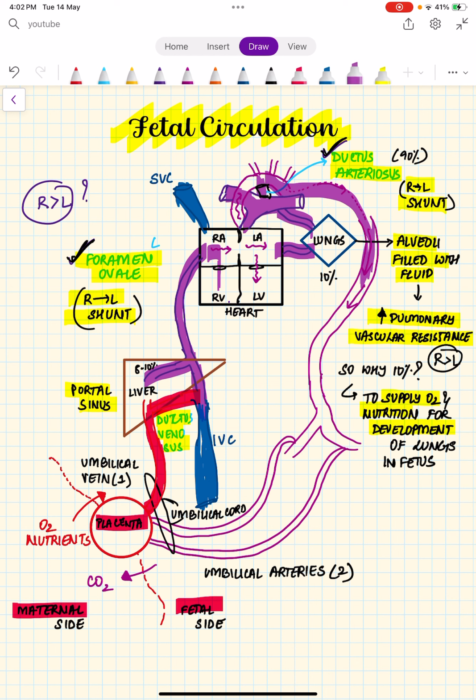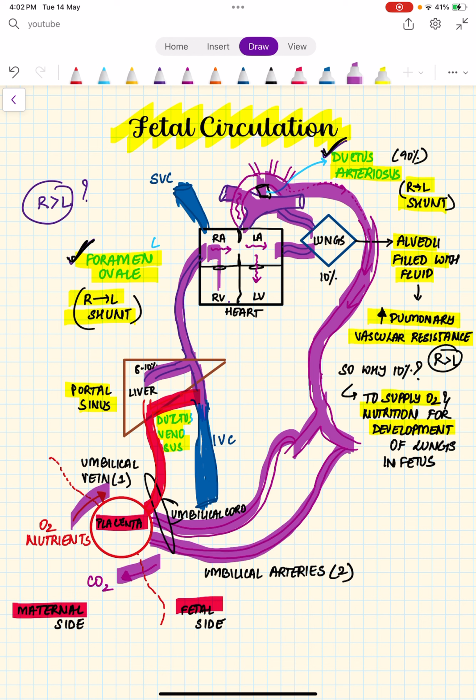But majorly, we now have mixed oxygenated and deoxygenated blood in the descending aorta, which traverses throughout the body of the fetus, and from here we have the umbilical arteries which carry the deoxygenated blood back to the placenta, wherein they can exchange the carbon dioxide for oxygen and nutrients. And this completes the fetal circulation.